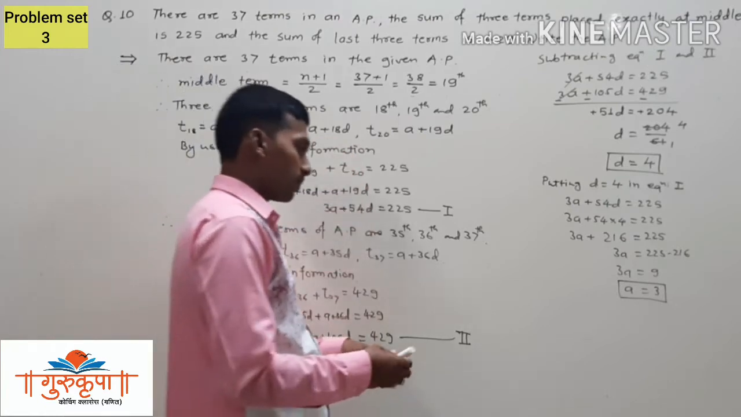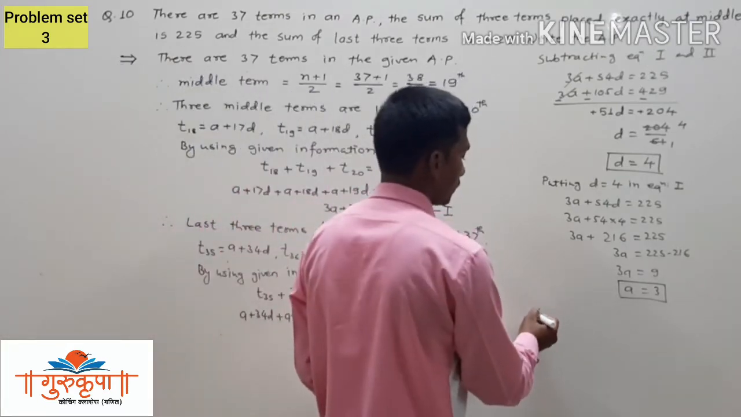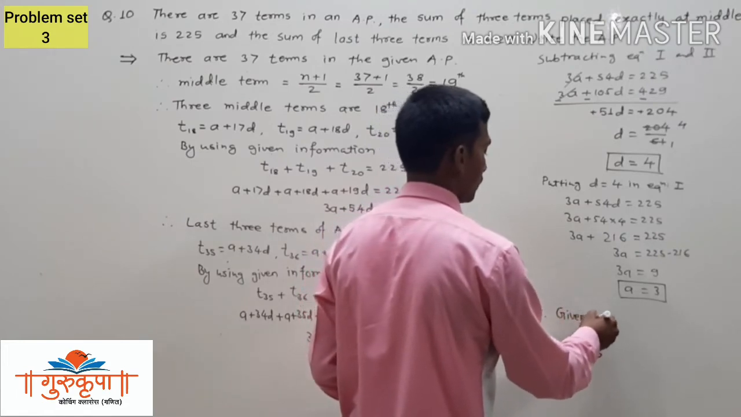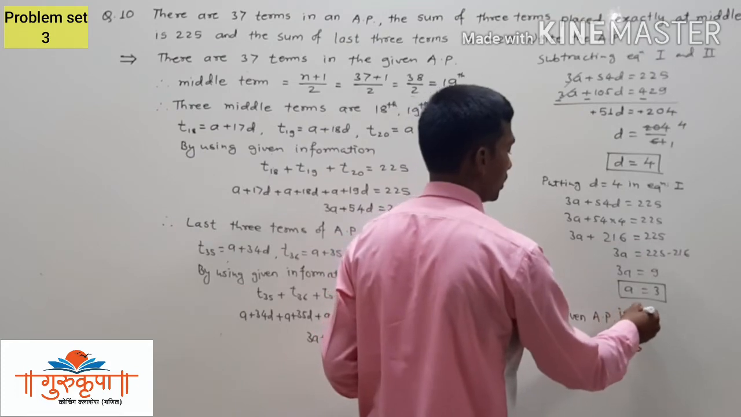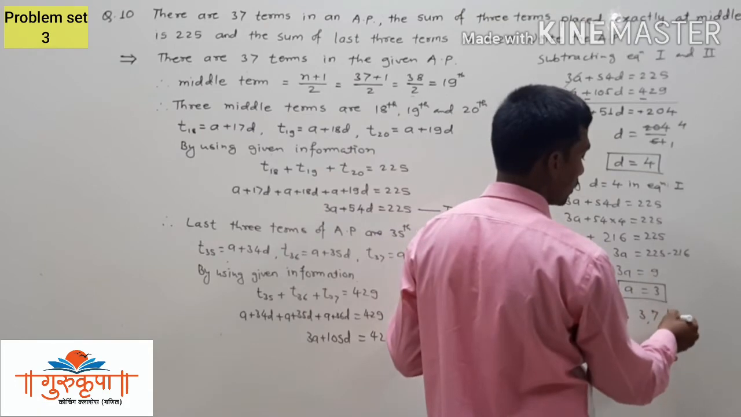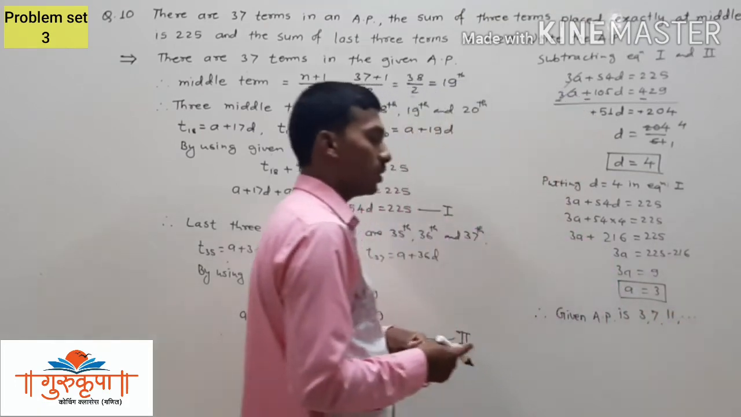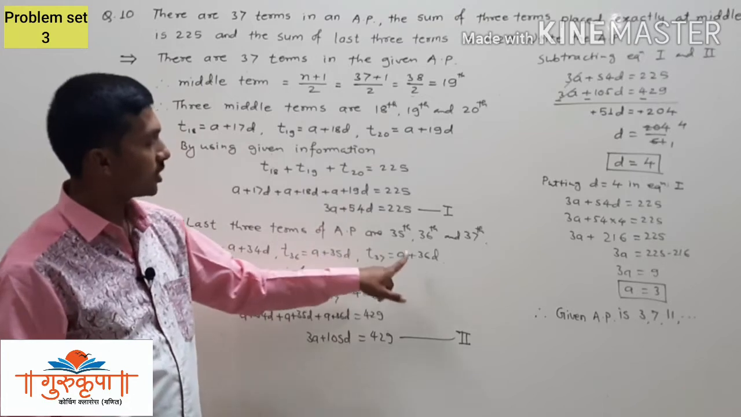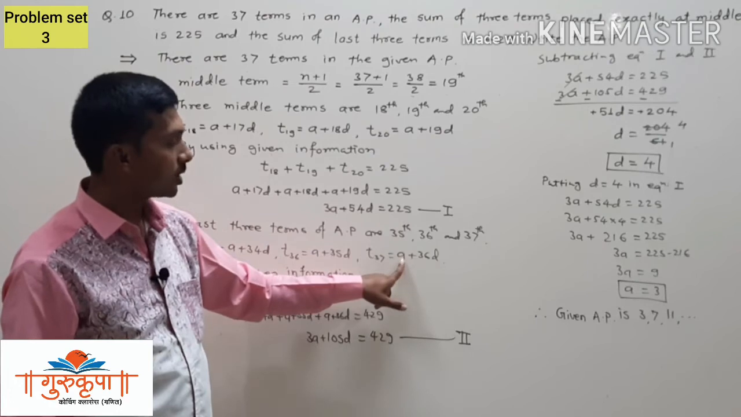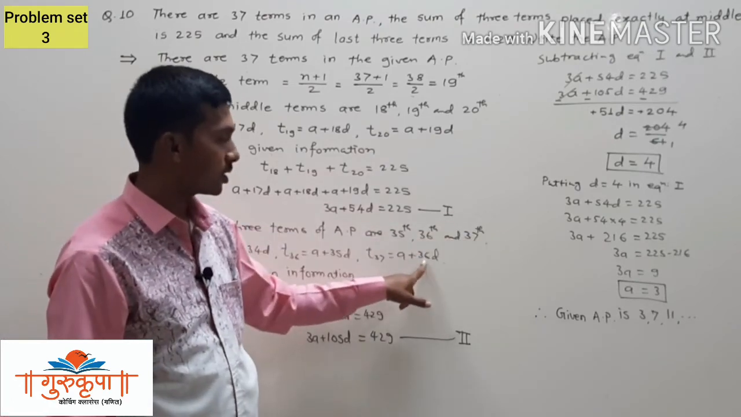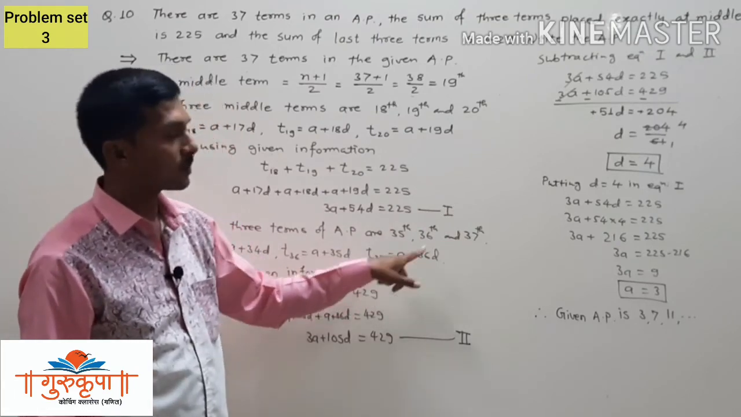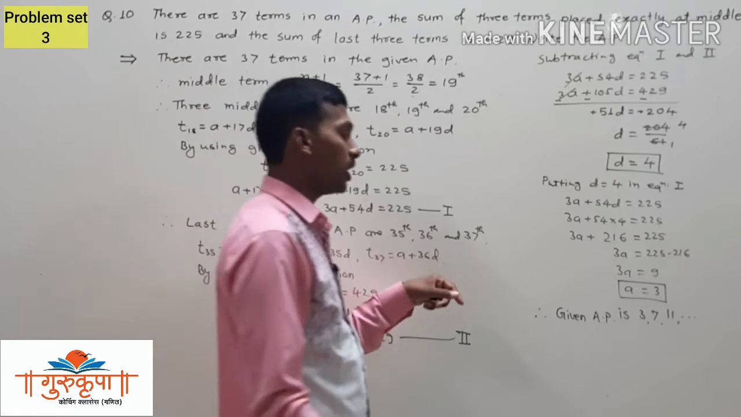Therefore, given AP is: first term is 3, common difference is 4, so 3 plus 4, 7, 7 plus 4, 11, and so on. This is the given AP. We can write the last term also, that is the 37th term, a plus 36d. Put the values in. Value of a is 3 plus 36 multiplied by 4, that is 144. 144 plus 3, that is 147, is the last term.